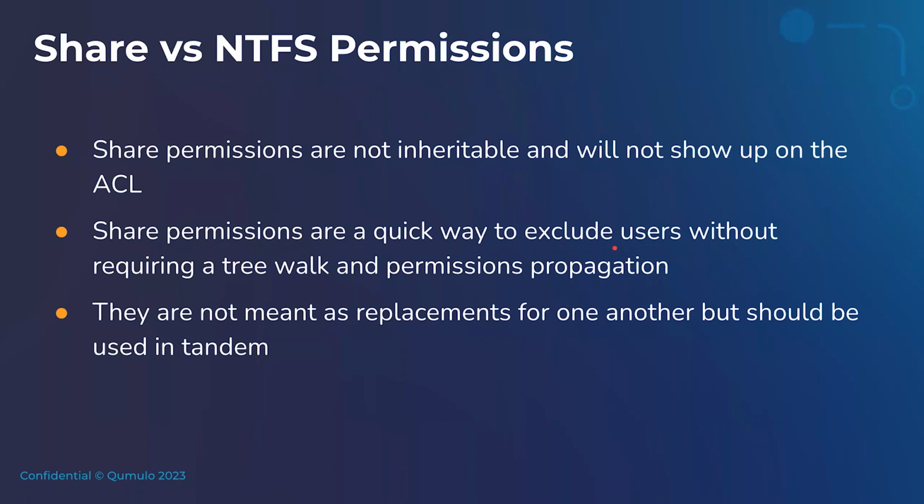So I can say the main users is allowed to connect, but user Joe, who is a member of the main users, is not allowed to write. So I can selectively exclude certain users, and I can do this without having to propagate permissions all the way down the chain here. And again, they're not meant as replacements for one another, but they should be used in tandem.